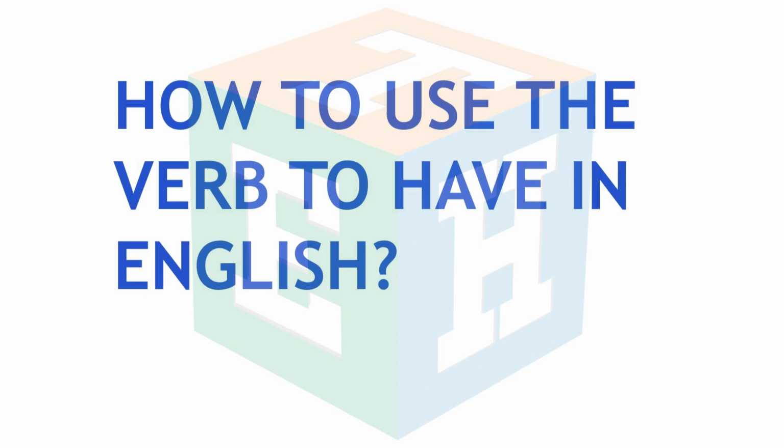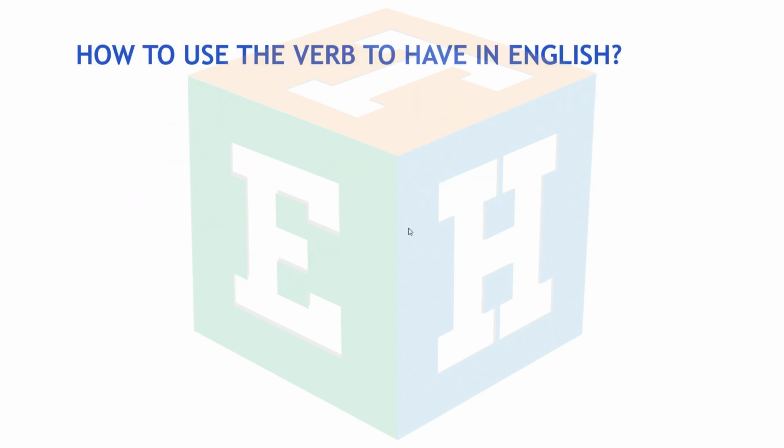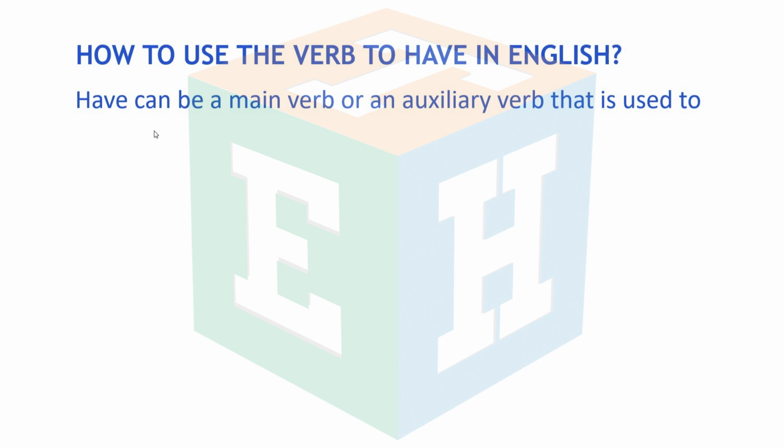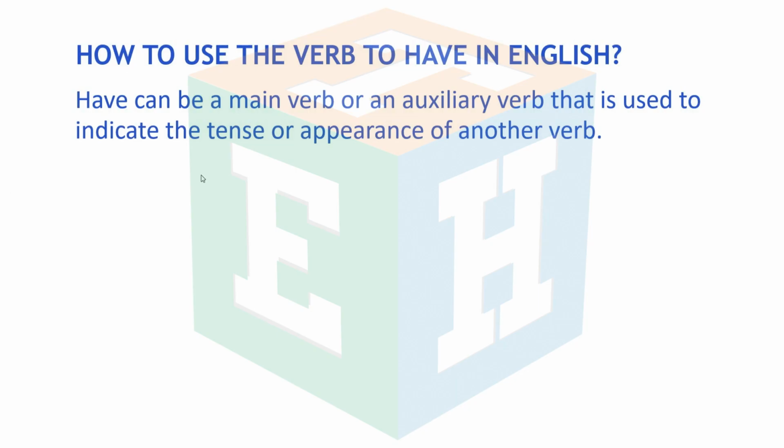And today we shall be looking at how to use the verb to have in English. Let's dive in. How to use the verb to have in English? Have can be a main verb or an auxiliary verb that is used to indicate the tense or appearance of another verb.